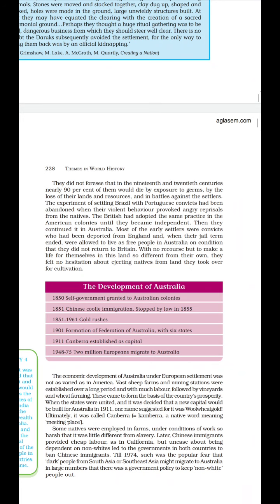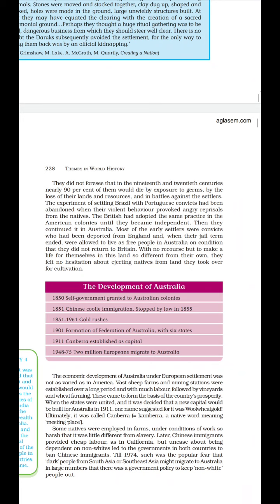As in England, if their jails were full or had too many prisoners, what did they used to do? They used to send them to live as free people in Australia on one condition, that they would not return to Britain, as they were sent with no resources, no money, but to live a life far better than jail.